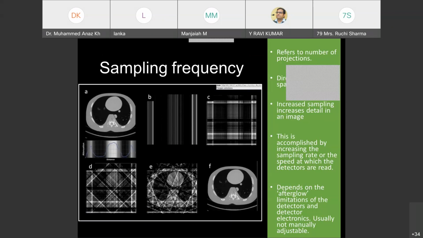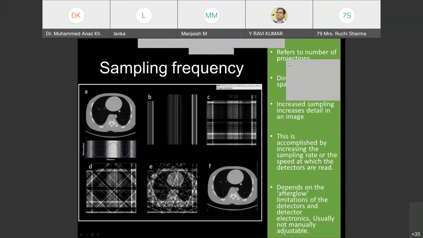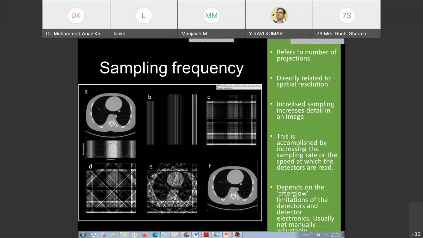So we discussed this sampling frequency. As the sampling frequency increases, the sharpness increases. This is accomplished by the sampling rate or the speed at which the detector is read, but you have the problem of afterglow limitations of the detectors and detector electronics. So these are usually not manually adjustable. It comes with the hardware and you can't do anything with respect to this.